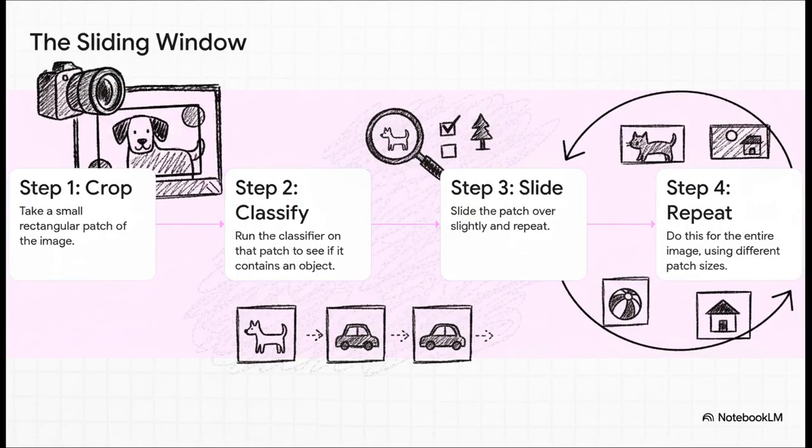So the first idea people had was basically a brute force attack. It's called a sliding window, and the logic is super simple. Just check everywhere. Literally. You take a little rectangle, you check what's inside it. Then you slide it over a tiny bit and check again. And you just keep doing that. Slide and check, over and over for the entire image with every possible size of box you can imagine.